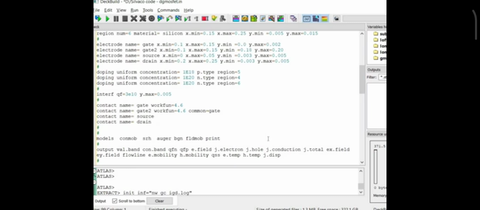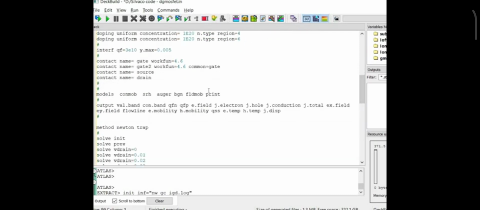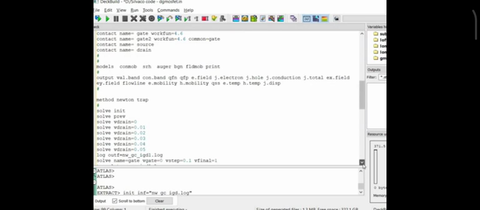These are the models: concentration mobility, SRH, Auger, BGN, band gap narrowing, field mobility and print. Next is this code, which is used to obtain the energy band diagram, electric field, electron density and potential in the structure file. I have already told you about this code. You have to use this code in your double gate MOSFET code. Next is the solve initial, solve previous.